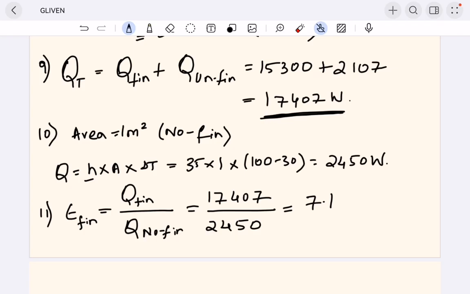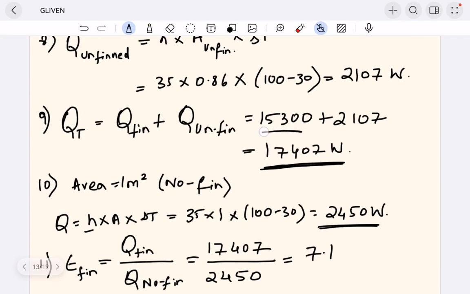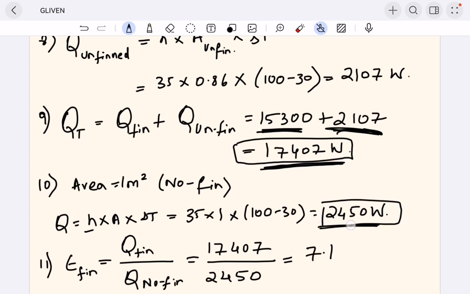You see the difference? When there is no fin, I am transferring only 2,450 watts, which is nothing. And when I have fins, I am transferring 15,300 plus the surface is also transferring some amount of energy because there are gaps between the fins, and the total is way far when compared to no fins. And that's how I'm improving the efficiency of heat transfer. I hope that's clear. Thank you.